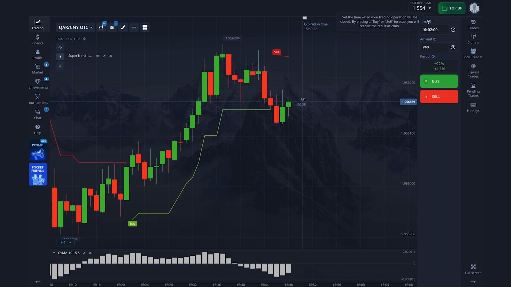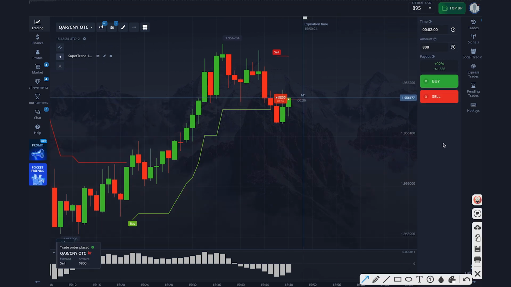After a couple of minutes, a new signal is generated. Expiration is 2 minutes. I open a trade for sale for $800. The market is really trying to develop an upward movement, but this growth is rapidly losing strength. The momentum is weak and short-lived.